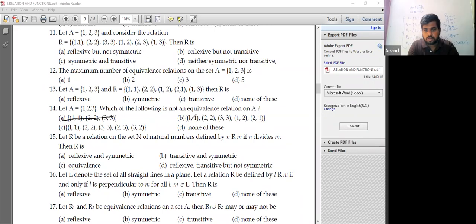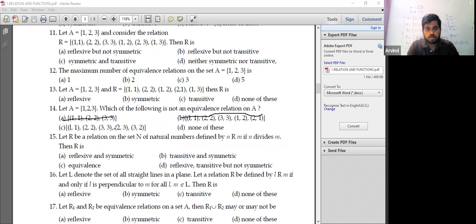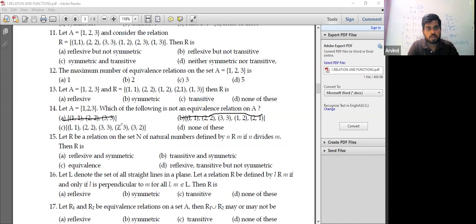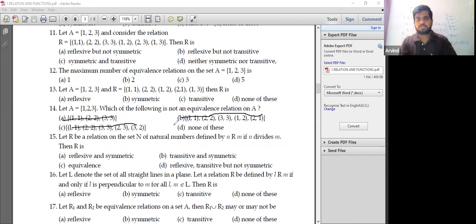Next. In this, reflexive is there: (1,1), (2,2), (3,3). (1,2) is there, (2,1) is there. So this is also an equivalence relation. Let's take it out. Let's look at this one. Okay, (1,1), (2,2), (3,3). (2,3) is there, (3,2) is there, (2,2) is also there. So this is also an equivalence relation. Therefore, it is none of this. None of this is not an equivalence relation.